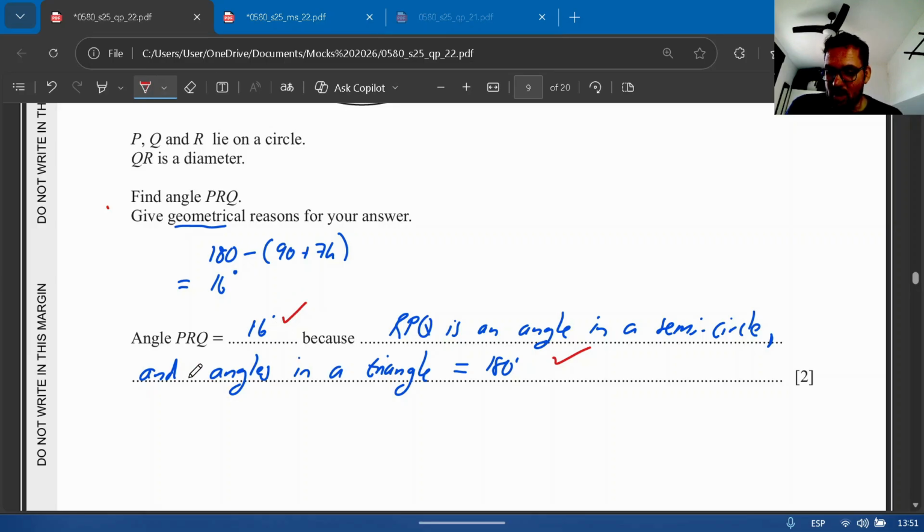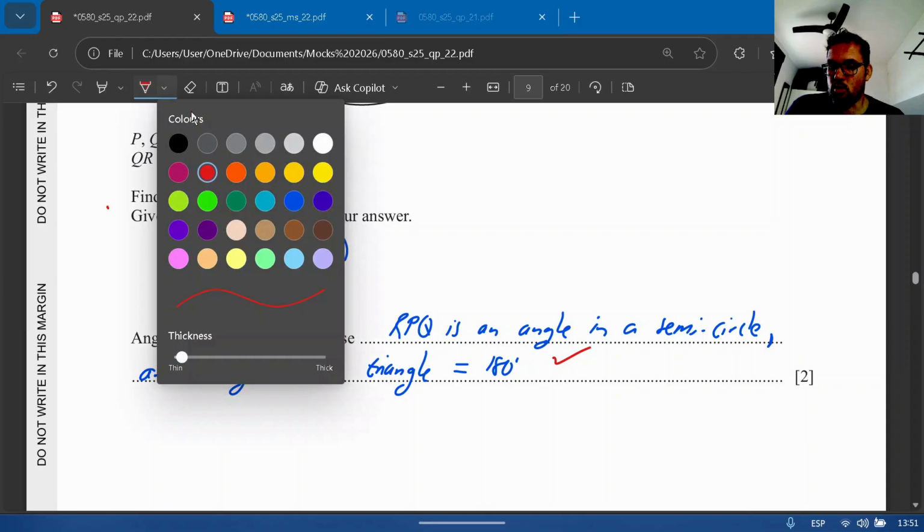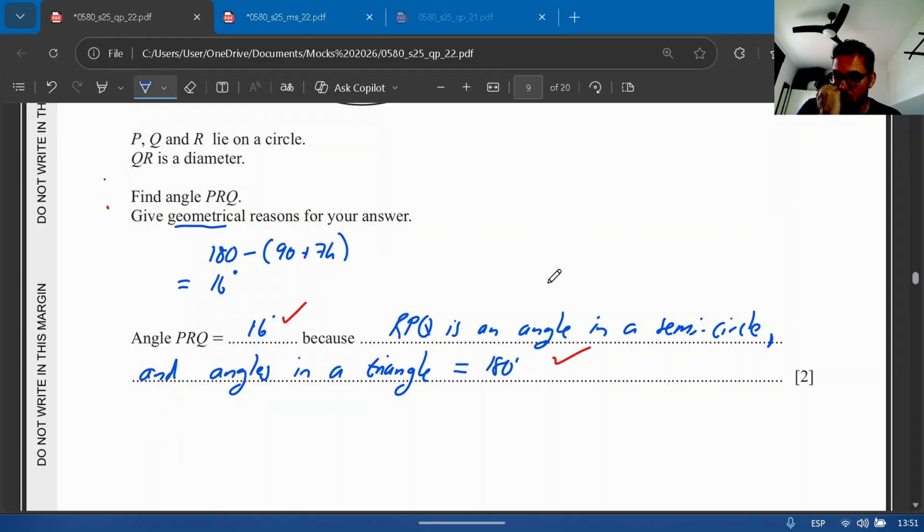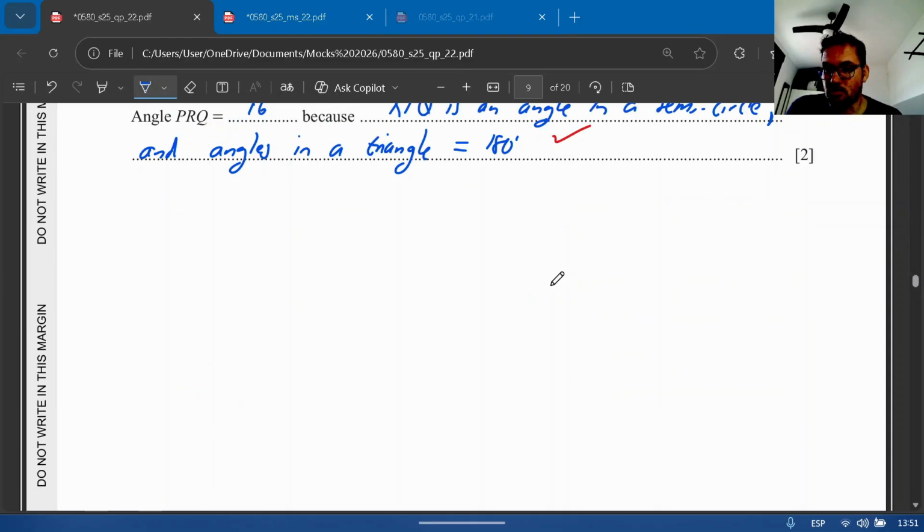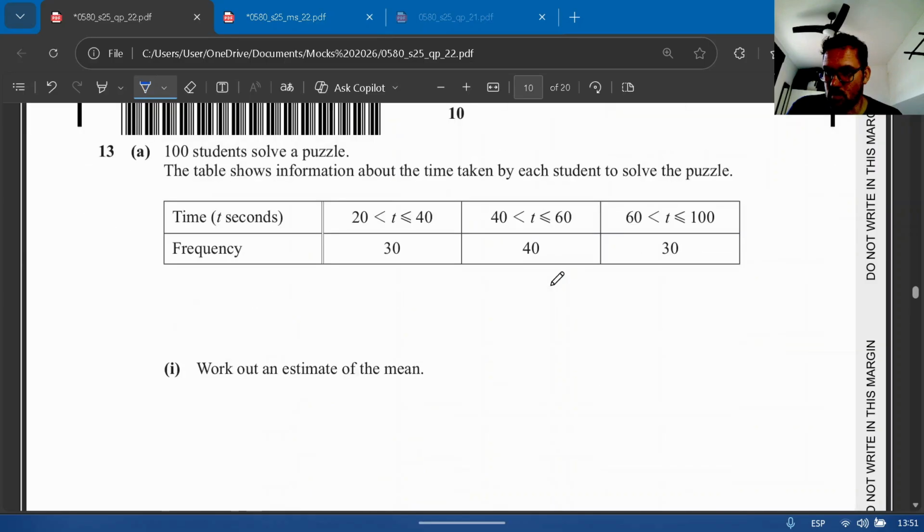If you don't have angles in a triangle equals 180, then you only get 1 mark for these. Basically, you have to have all 3. If you've left one thing out, you get 2 marks. So if you're not sure how much to write, write as much as possible.